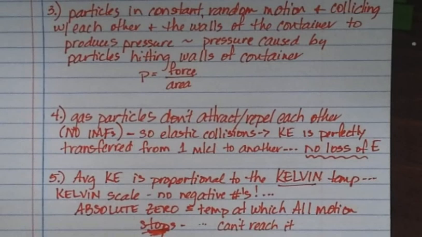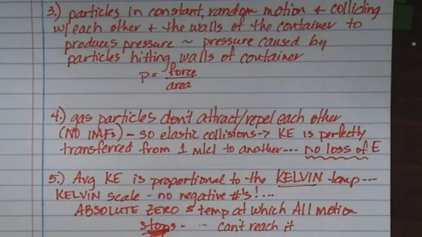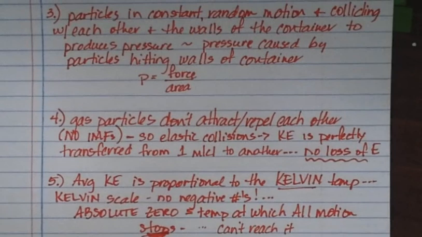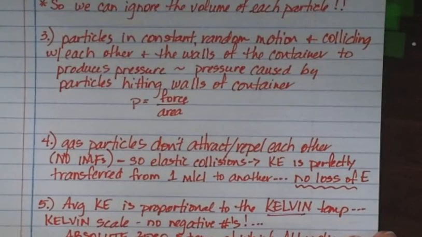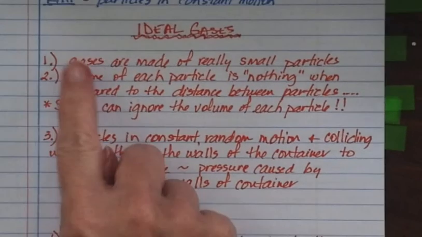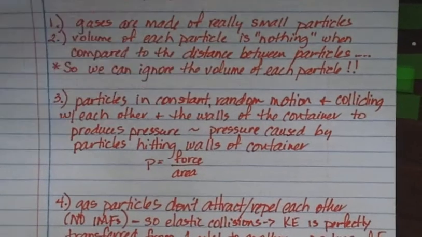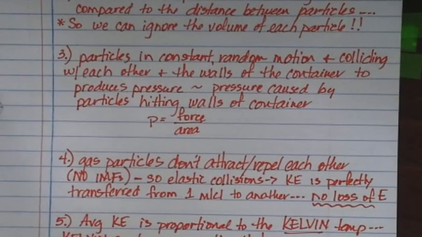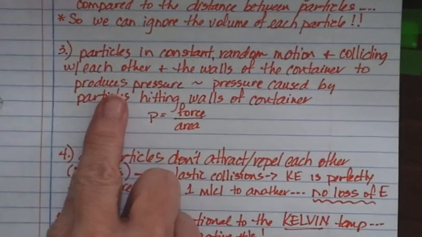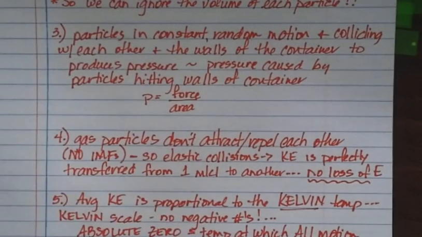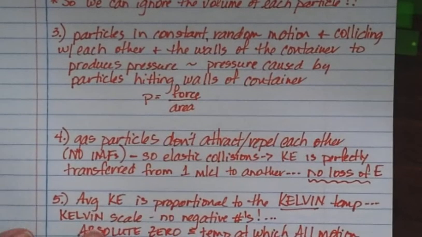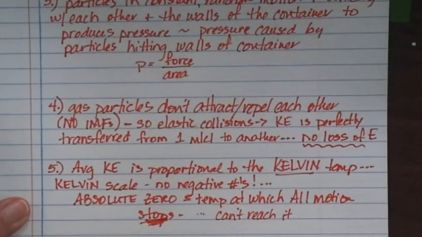Okay, I'm going to stop right here. And again, all we're doing is talking about the postulates of the ideal gas law, or the kinetic molecular theory. Gases are made of really small particles. The volume of each particle is basically something we can ignore. It's like nothing compared to how far apart they are. The particles are in constant random motion. They're colliding with each other in perfectly elastic collisions, and they hit the sides of the container too, and that's what causes pressure. That's 3 and 4. And then the average kinetic energy is proportional to the Kelvin temperature. So whenever we do our calculations and use the ideal gas law, our temperature needs to be in Kelvin.